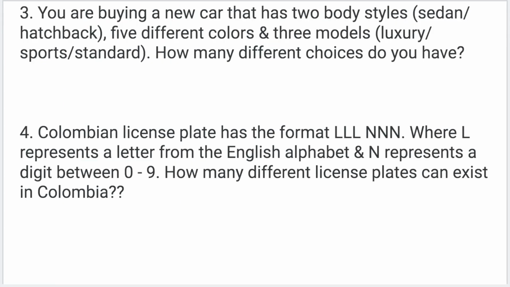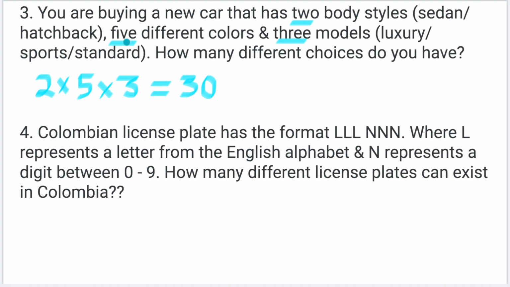and 4 desserts. The third example says you are buying a new car that has 2 body styles, sedan or hatchback, 5 different colors, and 3 models, luxury, sports, or standard. How many different choices do you have? So we're going to start off with how many choices do you have for a body style? There are 2 choices. How many choices do you have for the colors? There are 5. And how many choices do you have for the model? There are 3. So when you multiply all those numbers, you get 30 different choices. It's also important to note that all of these events are independent of each other. When you choose a body style, it doesn't affect the probability of choosing a color or a model.